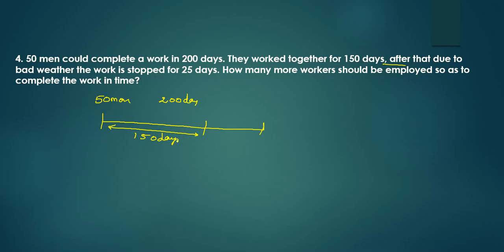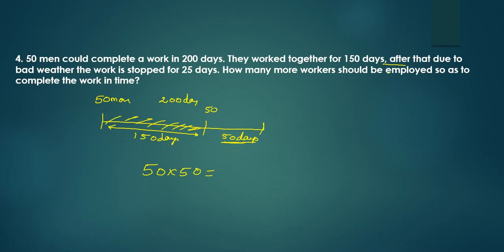Still how many days of work is left over? 50 days of work is left over. So if there are 50 men, these 50 men can complete this work in how many days? 50 days. This is the leftover work. This is already completed work. Now 50 into 50 is the work remained.